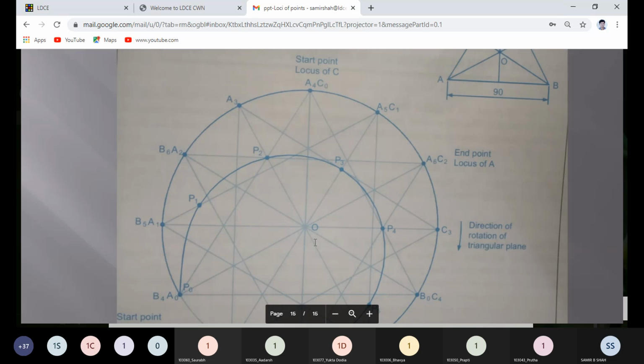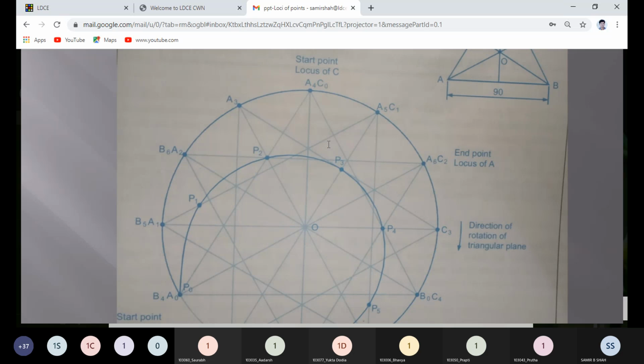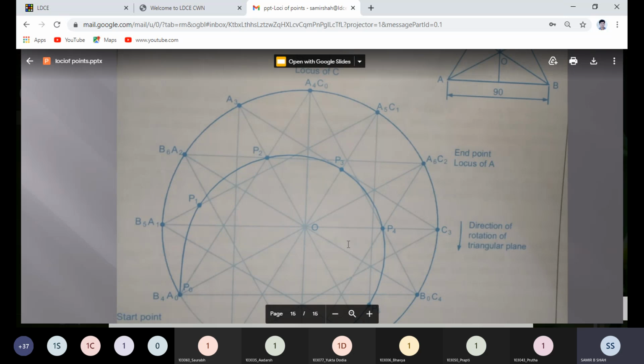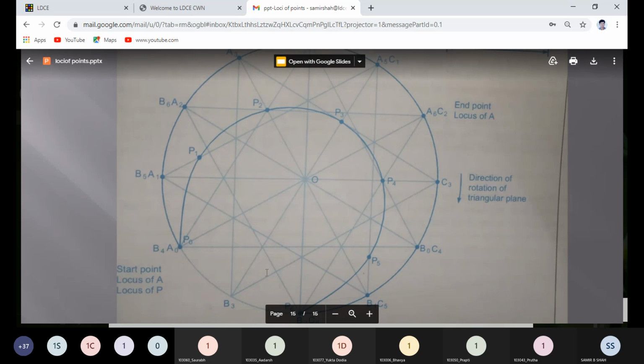Draw the circle with center O and radius equal to OA or OB or OC, that is A0O, B0O, C0O. Draw one circle. Now divide the circle into 12 equal divisions on the periphery of the circle. So you divide the circle this way: this is the horizontal line, this is the vertical line, this is another line, this is another line. Based on that, you convert the whole circle into 12 equal parts.